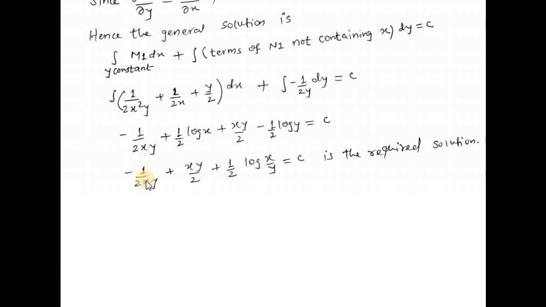So minus 1 divided by 2xy plus xy divided by 2 plus 1 by 2 is common from these two. So 1 by 2 in bracket (log x minus log y). So log x minus log y can be written as log x divided by y is equal to c. So this is our required solution.